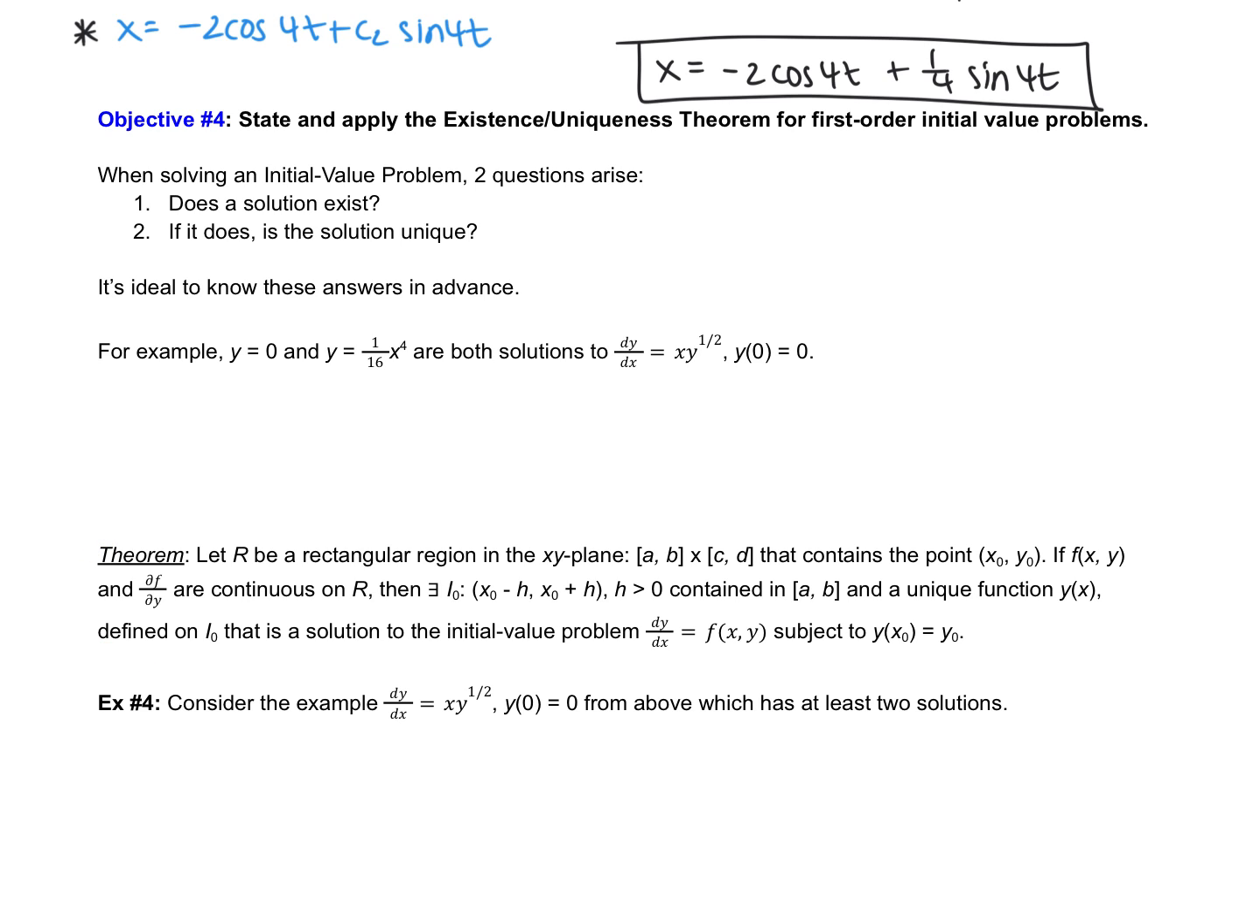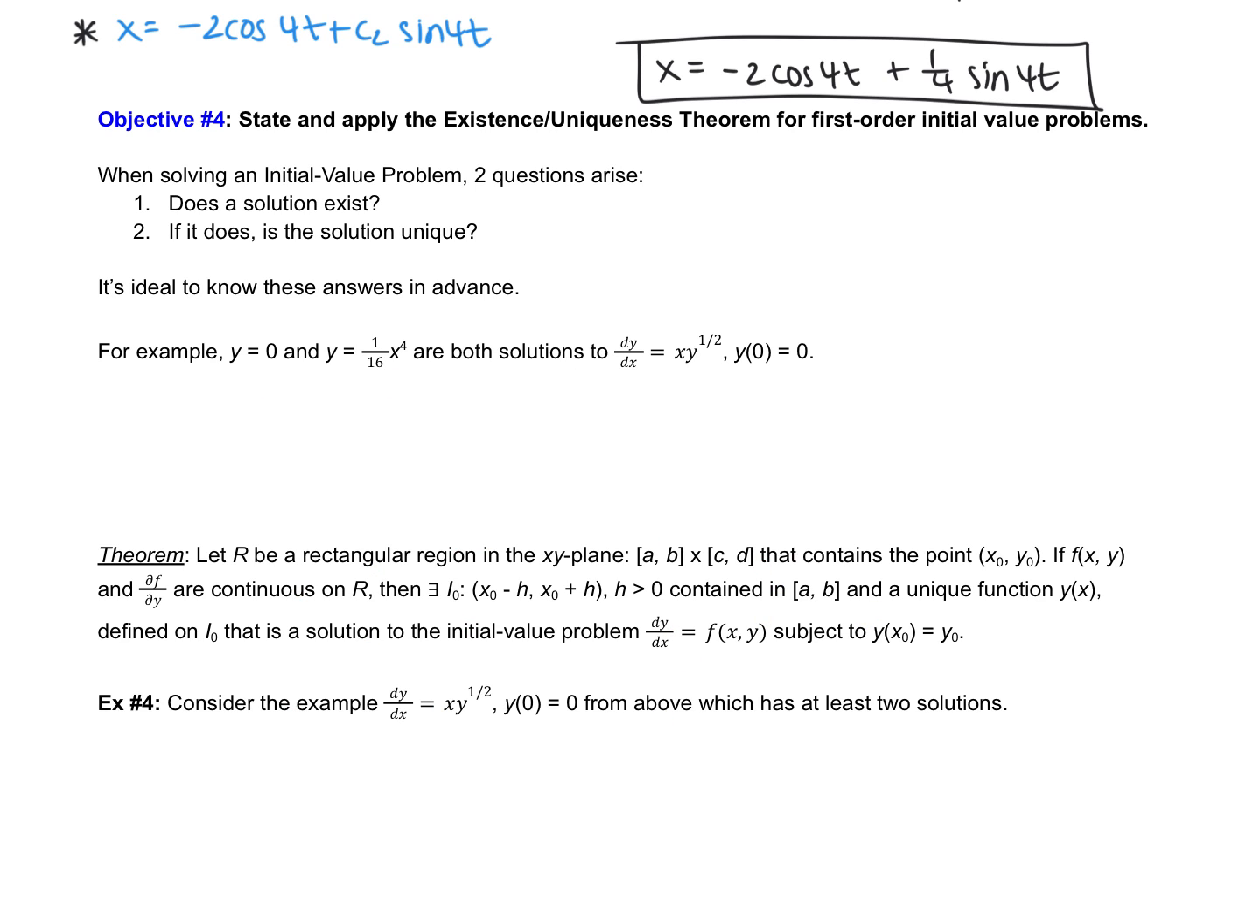Let R be a rectangular region in the xy plane, such that x is between a and b and y is between c and d, that contains the point x naught, y naught. If f of xy and the partial of f with respect to y are both continuous on R, then there exists some interval contained in (a, b) and a unique function that is a solution to the initial value problem, subject to this initial condition. Okay, so let's take a look at how this applies to this example that we did above.